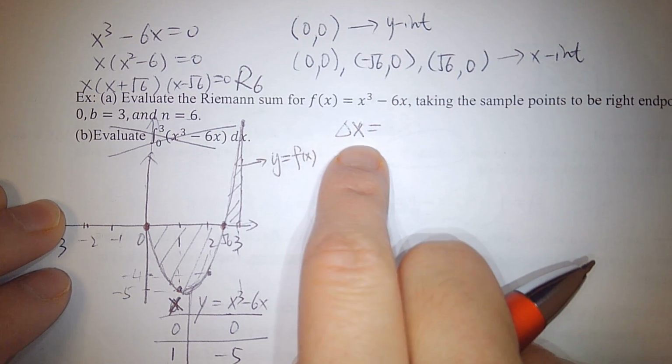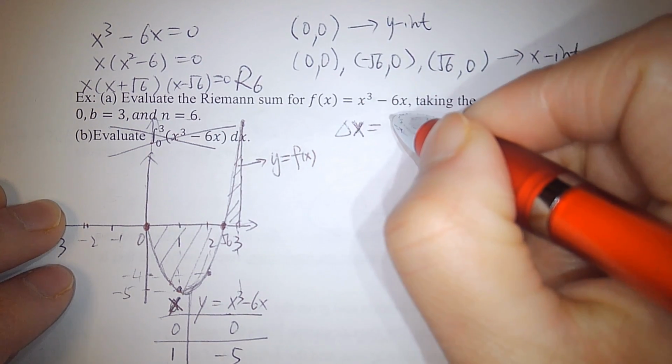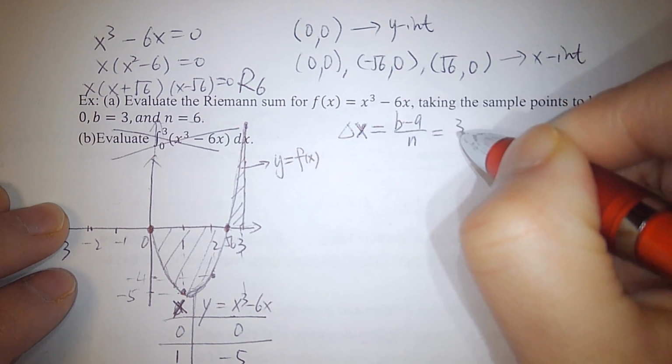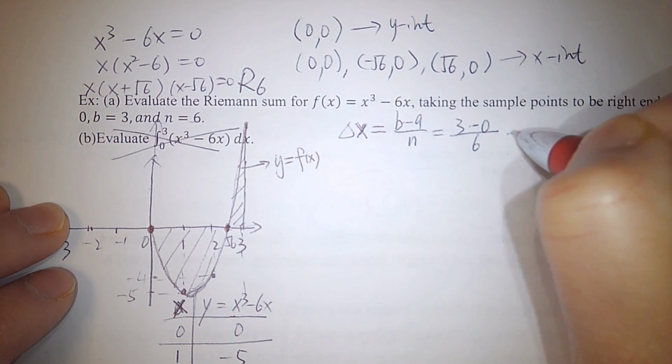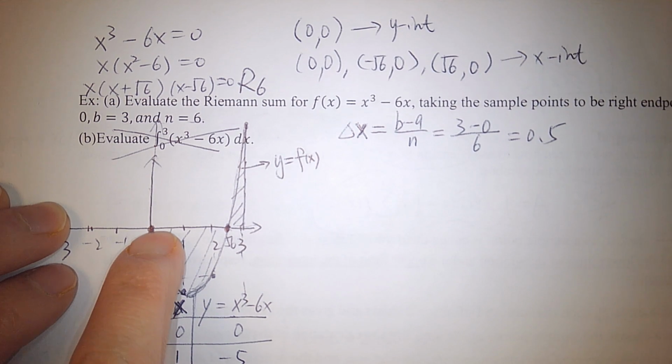Delta x is what? The length of each subinterval, right? Delta x should equal b minus a over n. What is b? b is 3, a is 0, n is 6. So 3 over 6 is what? 0.5.